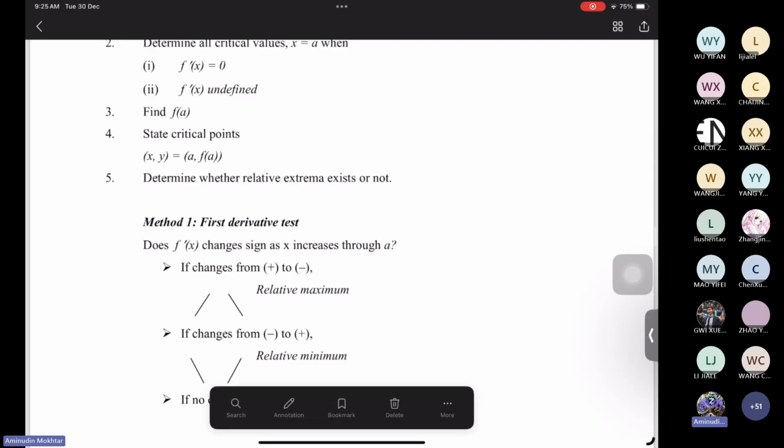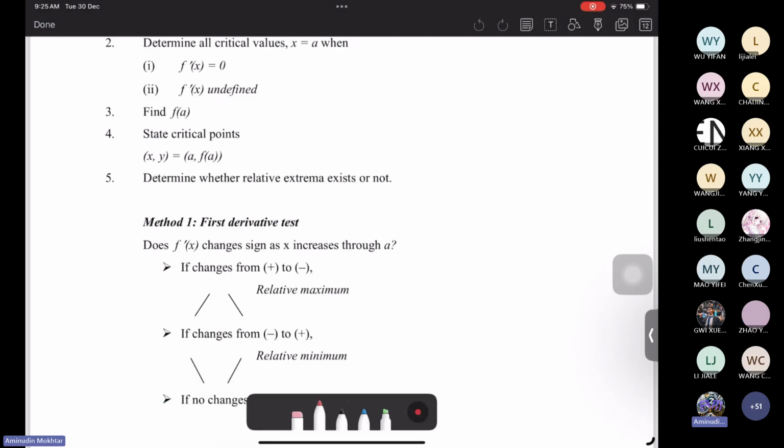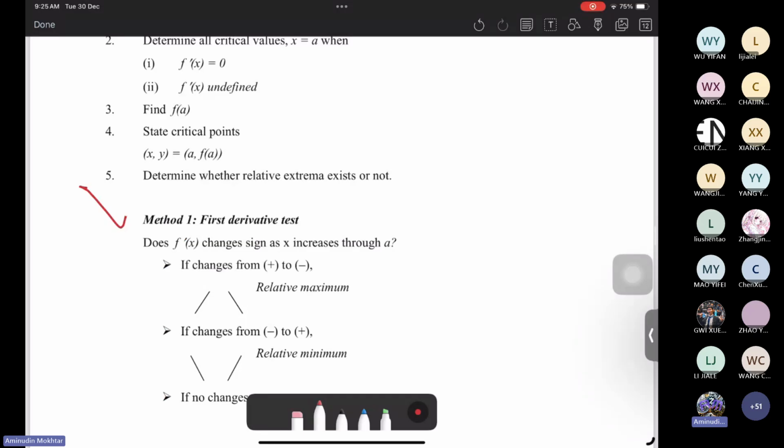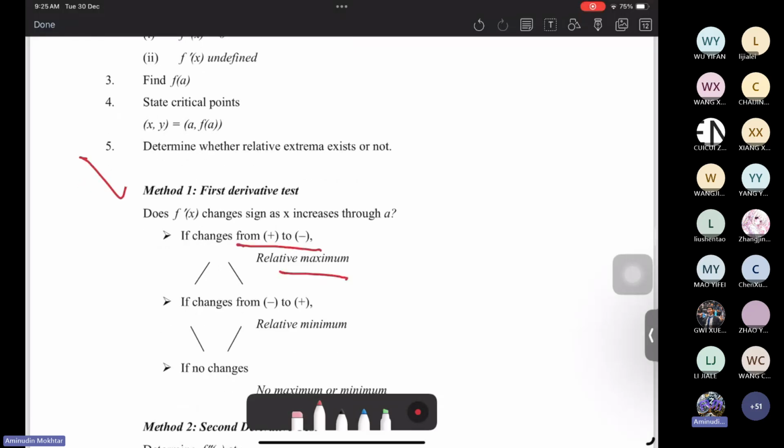Basically, there are first method and second method here. There are two methods here. I explained this method before this. The first derivative, we just check the sign. If the sign of the slope changes from positive to negative, the critical point is the maximum point. But if the slope changes from negative to positive, the critical point is the minimum point.